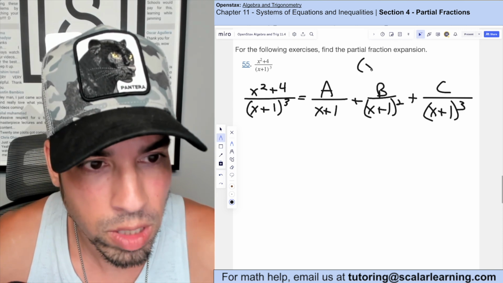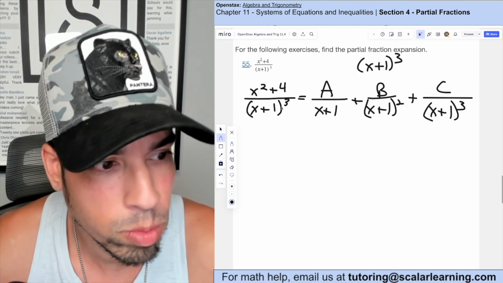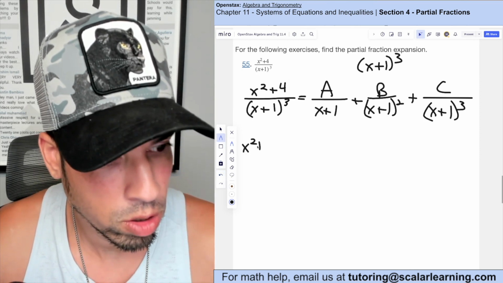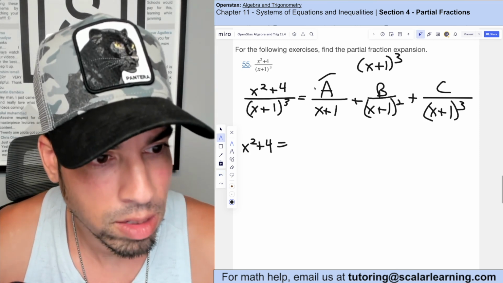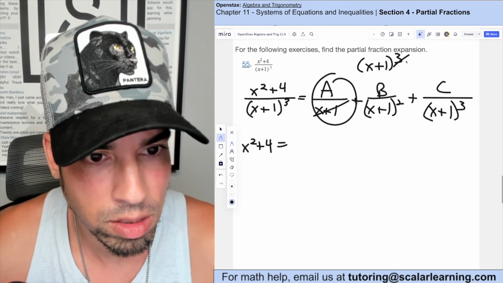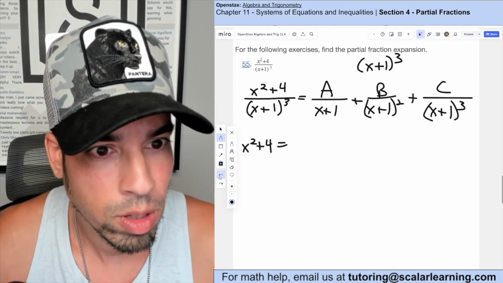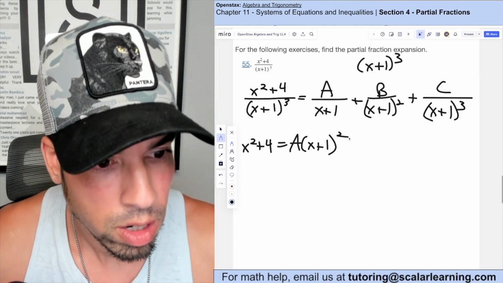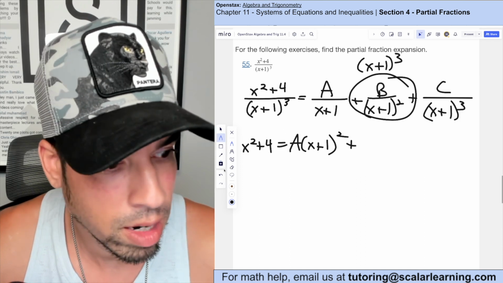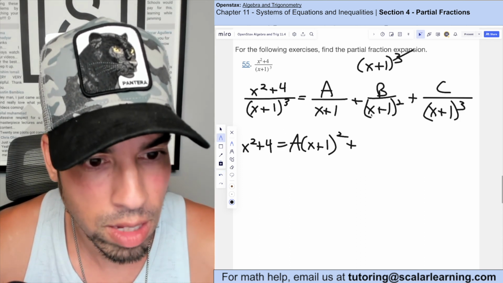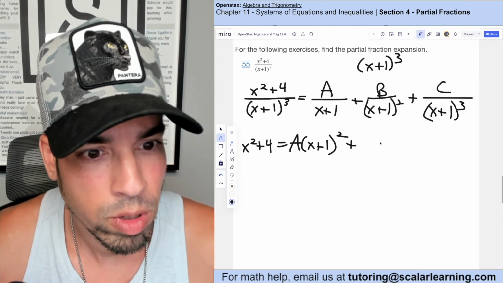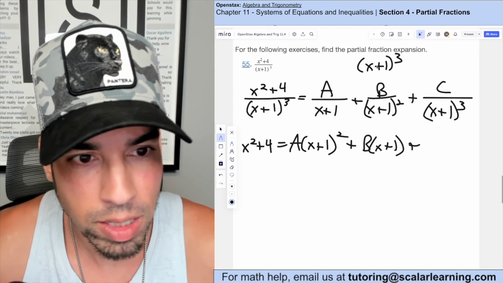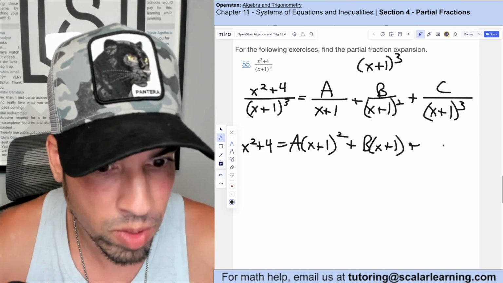Now let's multiply both sides by this denominator. So we're going to multiply both sides by x plus 1 cubed. And over here, when we multiply it, that's just going to kill the denominator. We got x squared plus 4. When I multiply against this term, one of them is going to cancel out, so that's going to be squared, right? So then we have A times x plus 1 squared. And then when we multiply against this guy, two of these are going to cancel out with this whole thing. So we've got B times just x plus 1. And then last but not least, when we multiply against this one, the entire denominator is going to go, and we're just left with C.